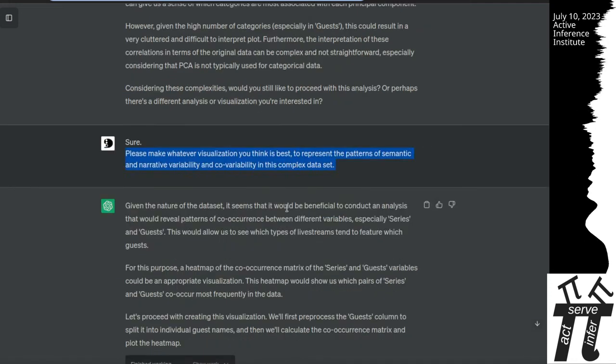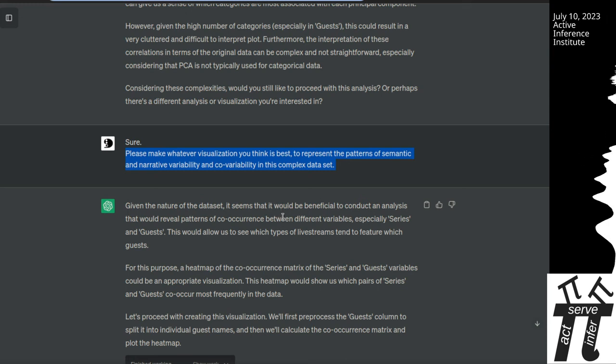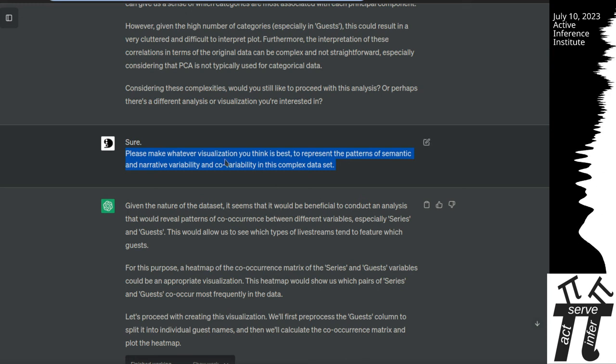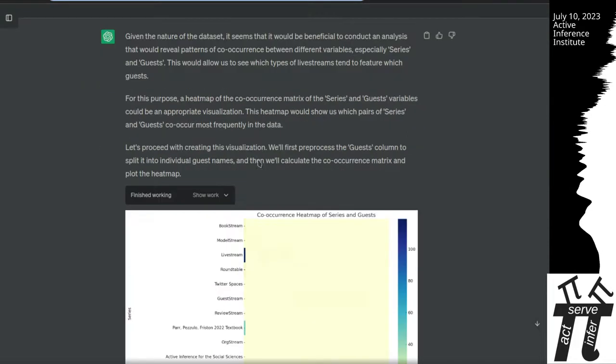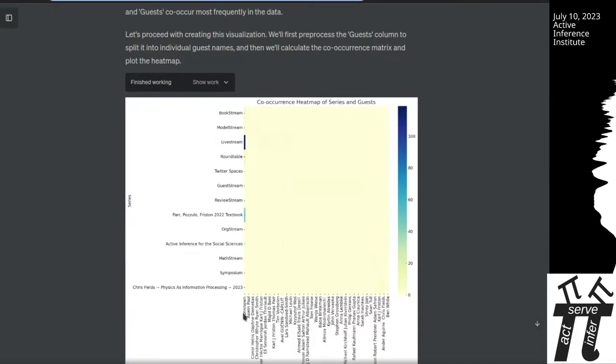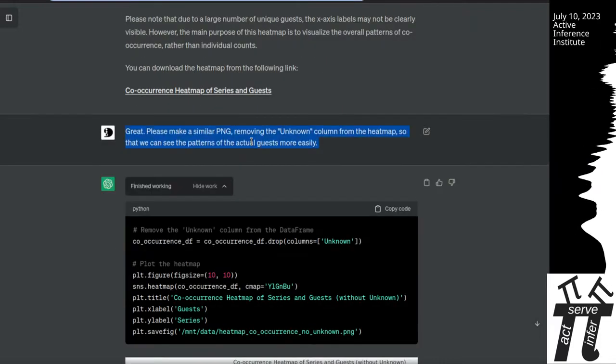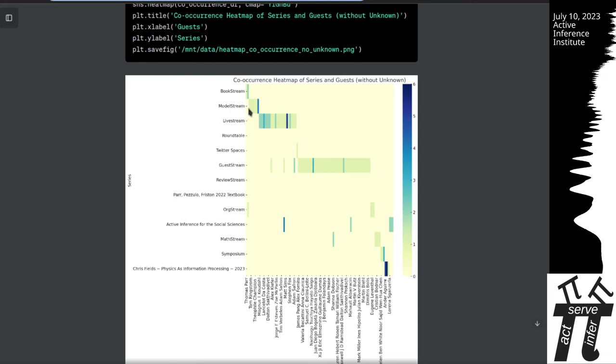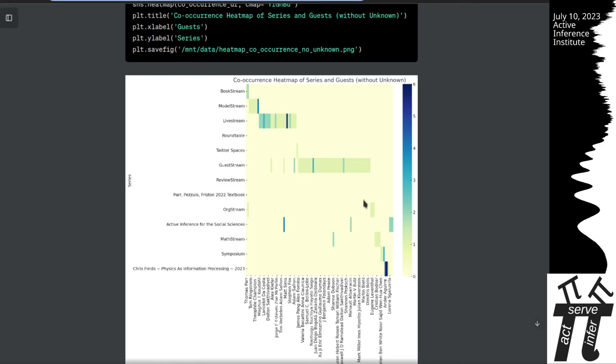I asked for the language model to just proceed with whatever visualization it thought was best, and it made a heat map. However, unknown has the highest frequency, and so I asked for the heat map to be revisualized without the unknown column, and that gave us a lot finer resolution to see which guests were repeatedly in which different live stream series.